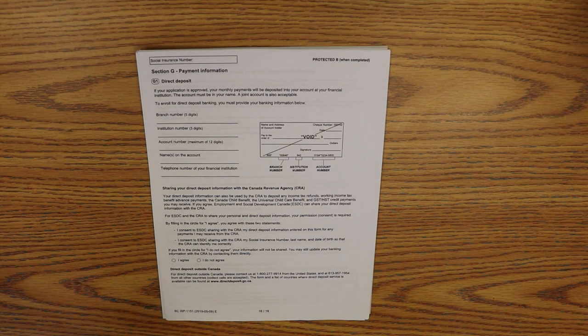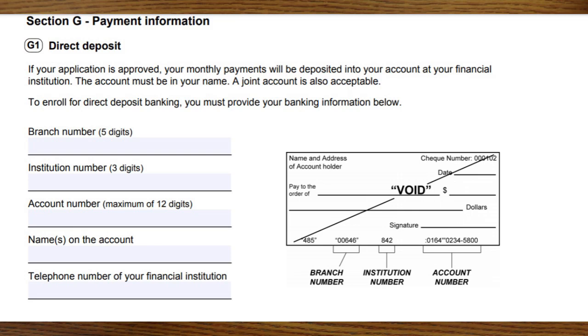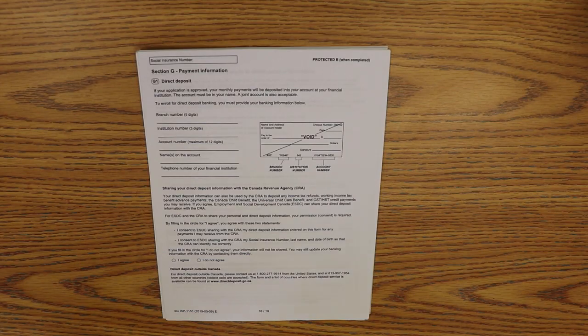The next is direct deposit information. You will need to provide the branch number, the institution number, the account number, name of the account, and telephone number of your financial institution.